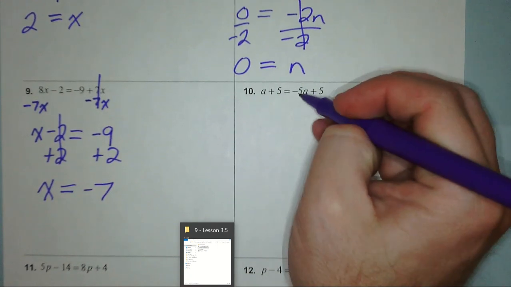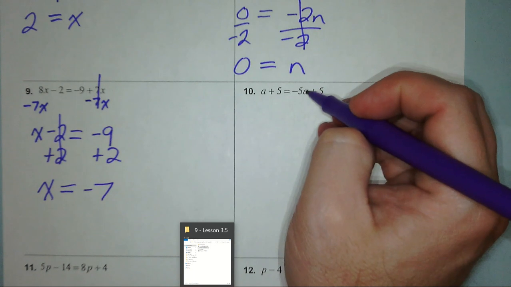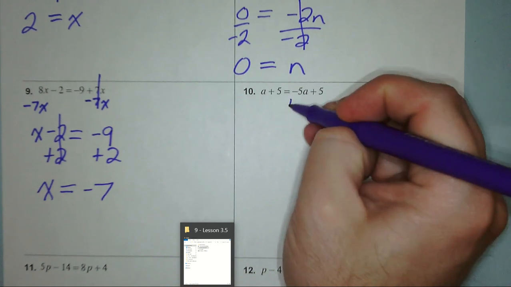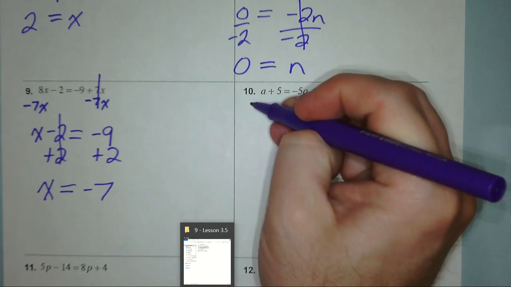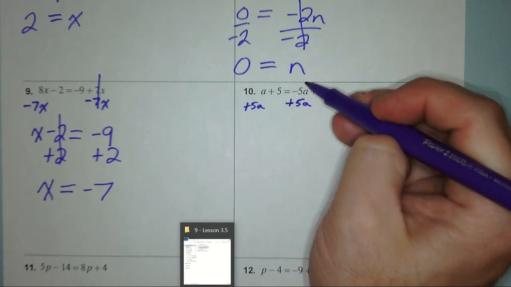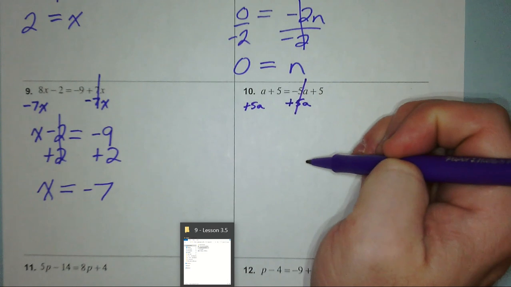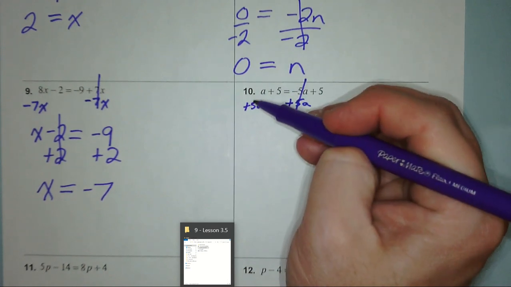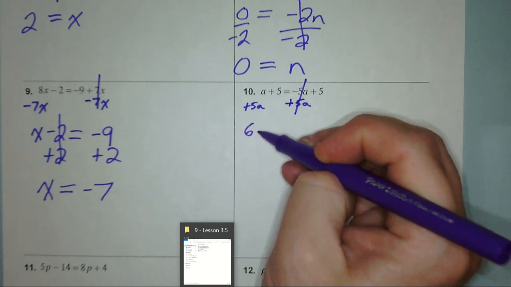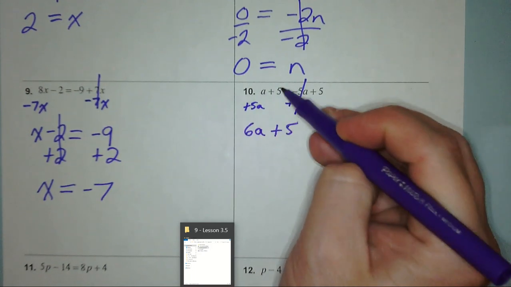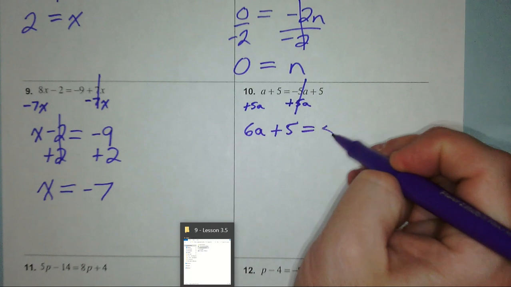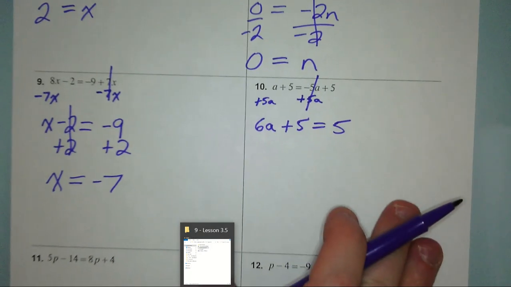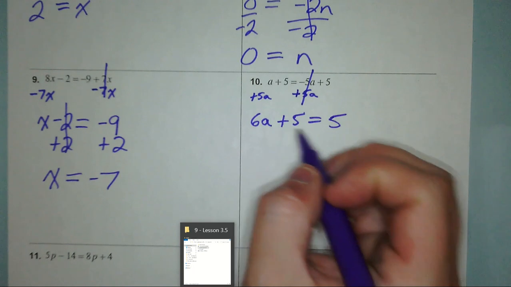So, here's something you can do. You can add 5a to both sides. That's going to cancel it out on the right, and now it'll be over on the left. And we can do a plus 5a. That's 6a. Then the plus 5 drops down. This positive 5 drops down. And so now we've gotten the a's only on one side. So now it's time to get a all by itself.